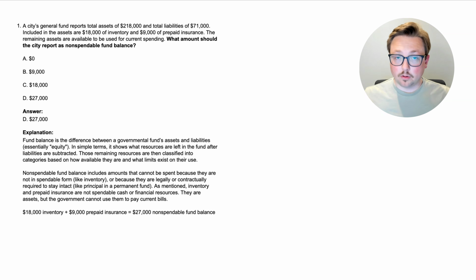So overall, fund balance is basically just the equity in these different pieces of the government financial statements. But now we're going to learn about the different distinctions in fund balance. So let's go to non-spendable fund balance.